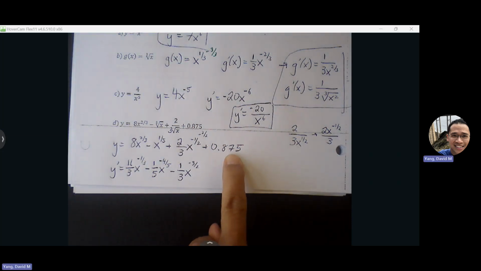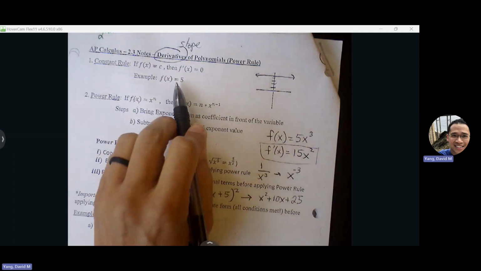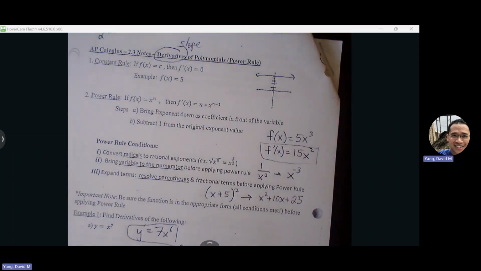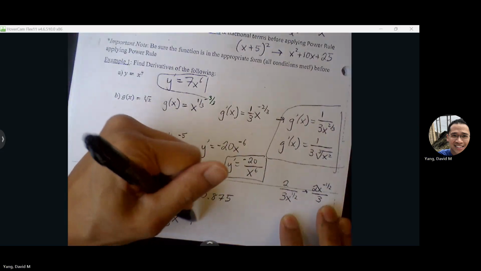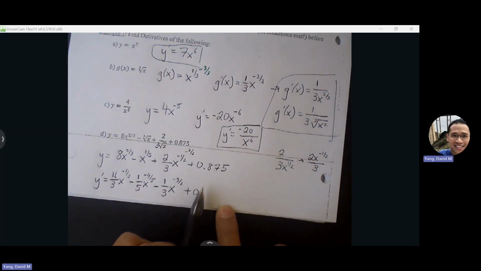And then this is a constant, right? So what happens to a constant? What's the derivative of a constant? 0. Yeah, so think of any constant as just some horizontal line, and that horizontal line's slope is 0. So therefore, the derivative of a constant is 0. You don't have to put a plus 0 here. I just want to show you that we did resolve that 0.875.